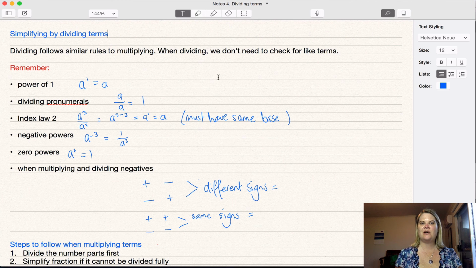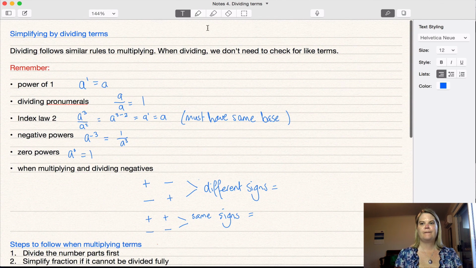Hello and welcome to our video on simplifying by dividing terms. Dividing follows really similar rules to multiplying, and just like multiplying, when you're dividing you don't need to check for like terms. You can divide any terms at all.